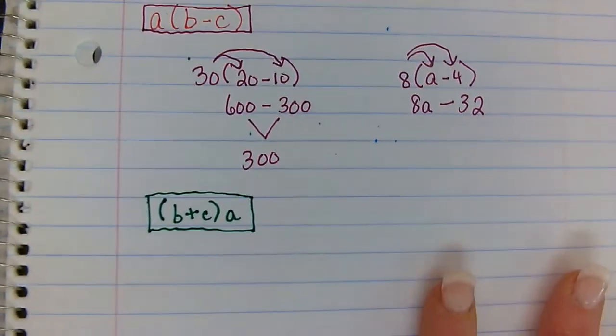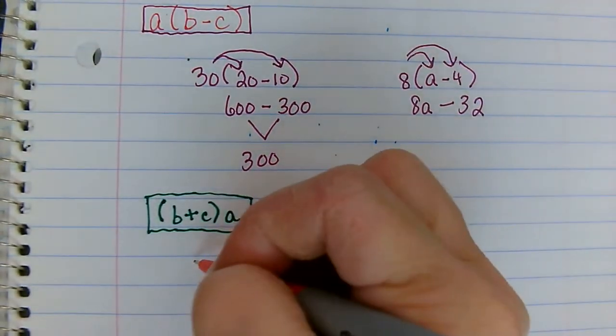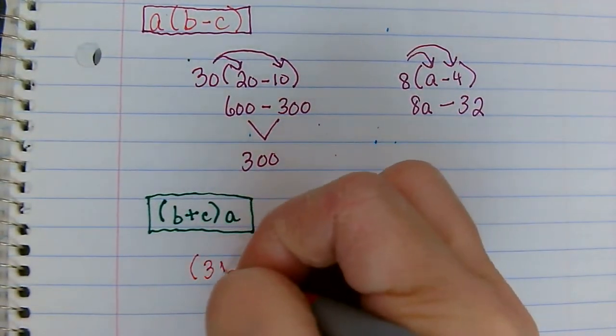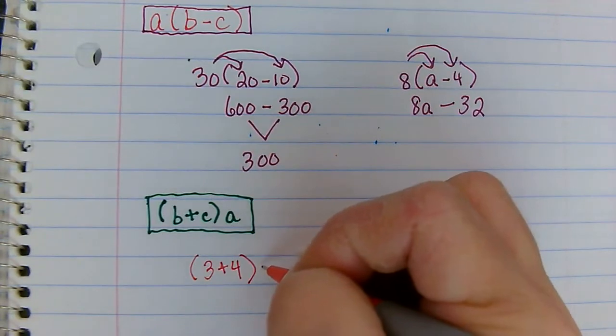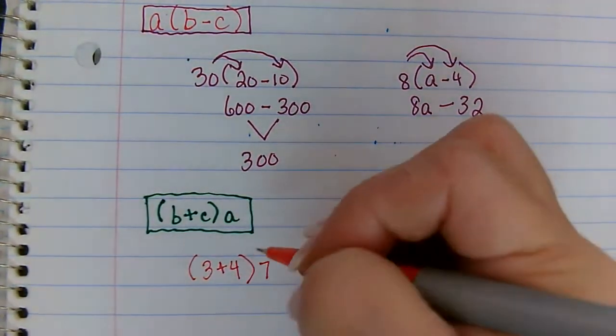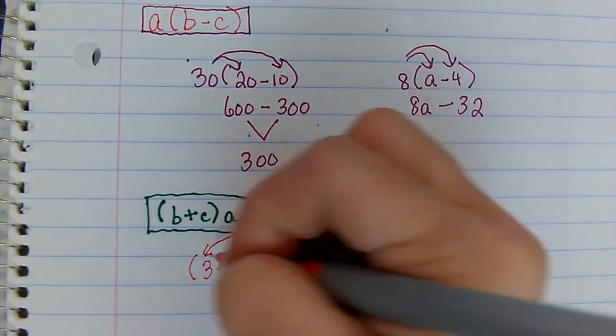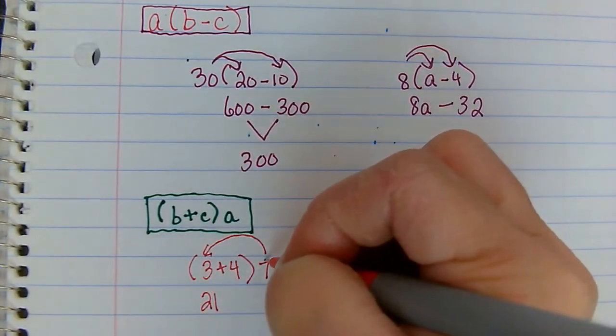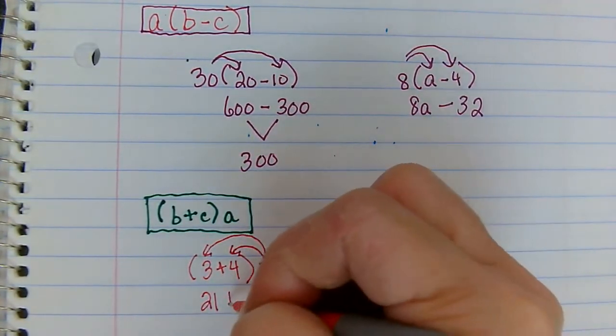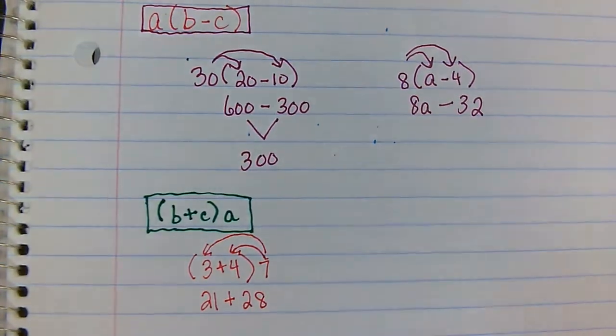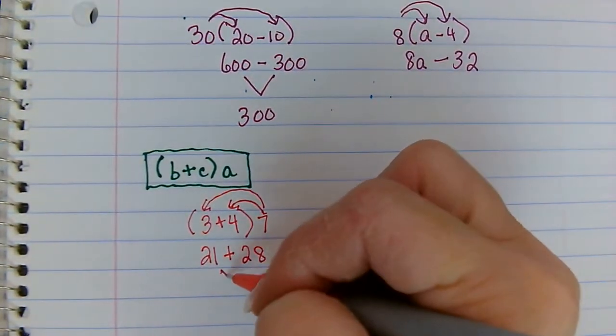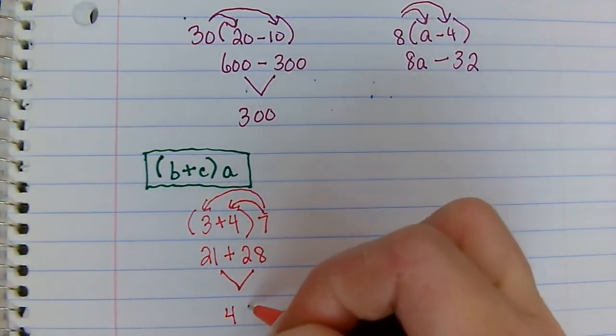So we'll begin. First sample, let's have parentheses with 3 plus 4 inside it and 7 on the outside. That just means 7 times 3, which is 21. 7 times 4, which is 28. Remember to bring down your addition. Okay? And then you add these together and you get 49.